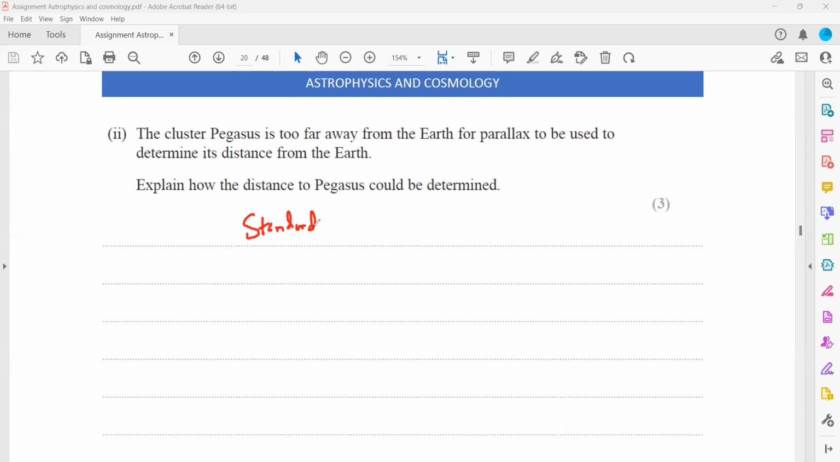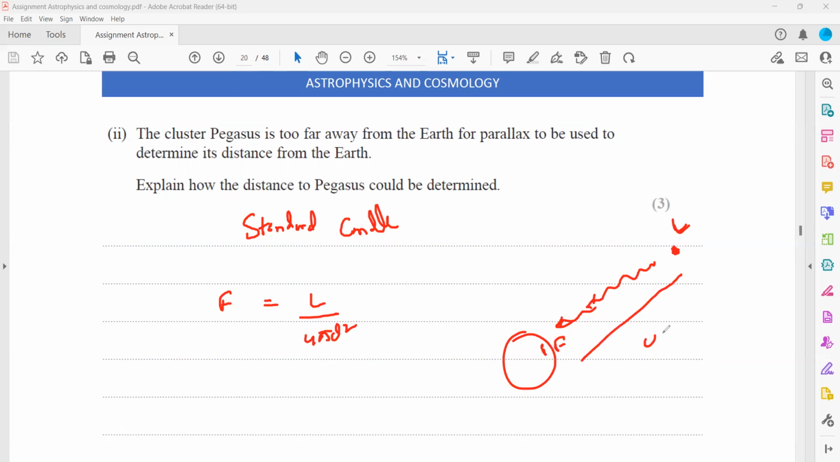If you use a standard candle, we consider that the stellar object has a known luminosity, like we know its power and how much flux we receive on Earth. So the flux is equal to the luminosity divided by 4 pi d squared, where d is the distance. If we need the distance, d squared is equal to L divided by 4 pi times flux. Or if we take a root, d is equal to the square root of L divided by 4 pi flux.